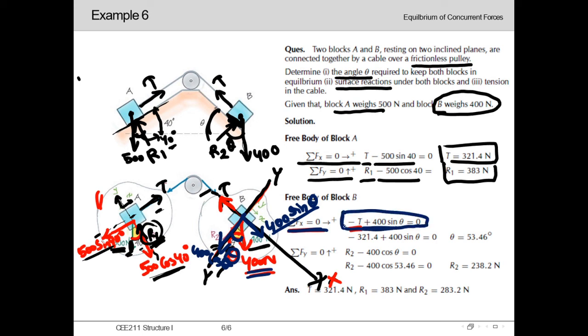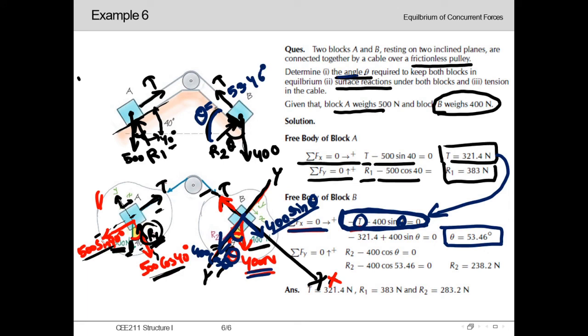And from this equation, if we change the side, we will get the value of theta. How will you get the value of theta? Just plugging the value of T over here, then we will get the value of theta as 53.46 degree. So we have already calculated the angle theta equal to 53.46 degree. This was our first question.